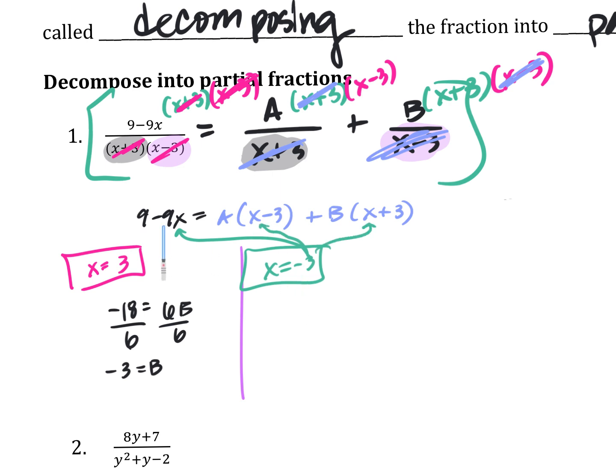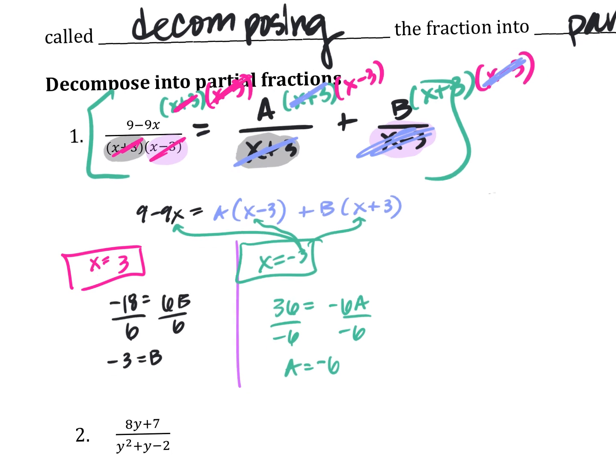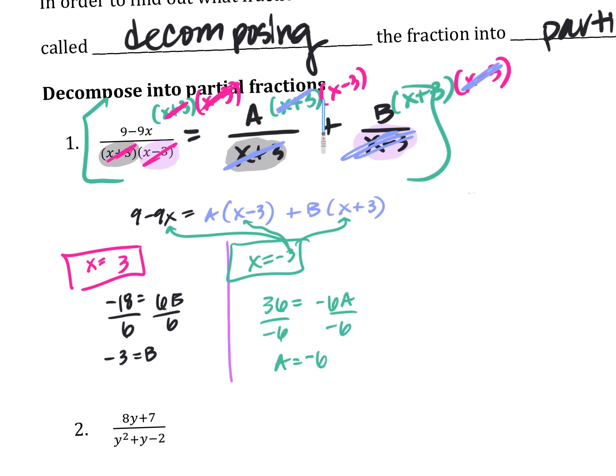If x is negative 3, what are we going to get on this side? Positive 36, because 9 plus 27 gives me 36. How many A's would I have? Be careful. Negative 6 A's. How many B's? None. What is my A going to equal? Yes. So what you've just done is you've said, okay, I now know my A is negative 6 and my B is negative 3.